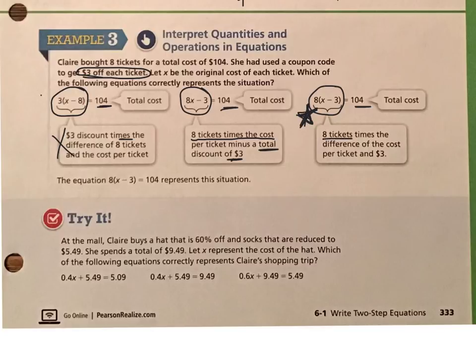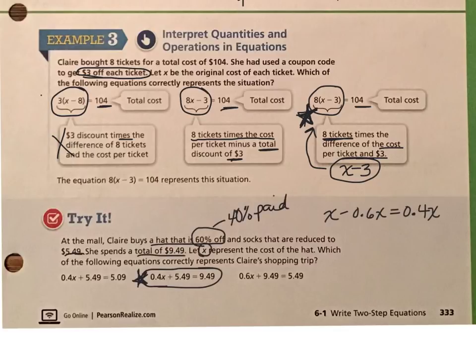So the 8 is going to be multiplied by the difference of the cost of a ticket and the $3. So we're going to first subtract the discount here, and then we're going to multiply by the 8 tickets that we need to get a total final cost of $104. So in this case, we need grouping symbols around the subtraction in order to know to do that step first in the problem. Now try the triad that goes with example 3 and come back and check your answer.